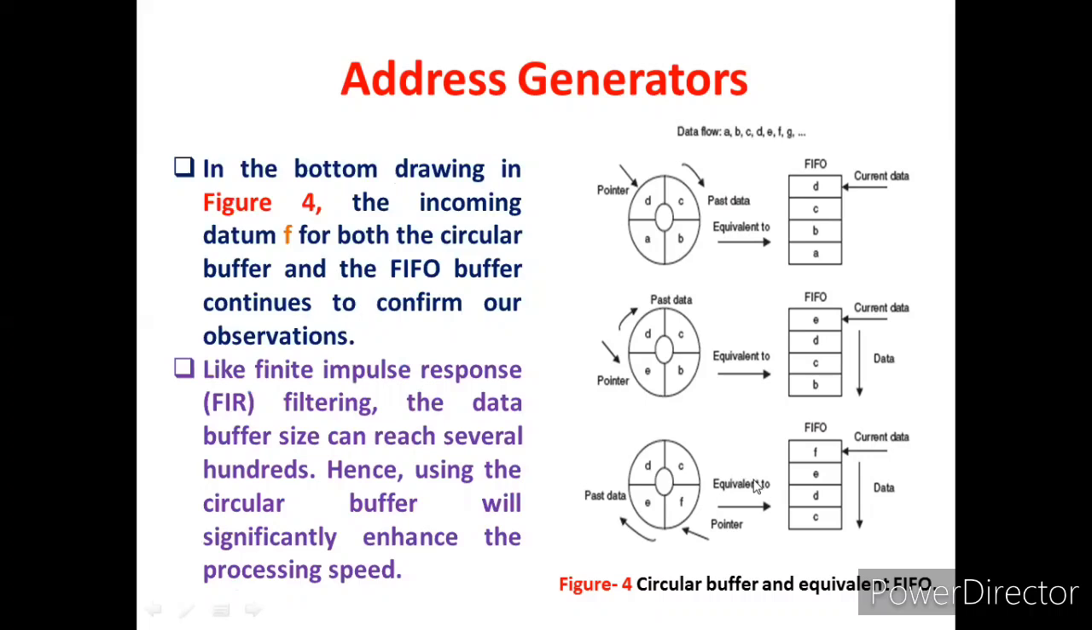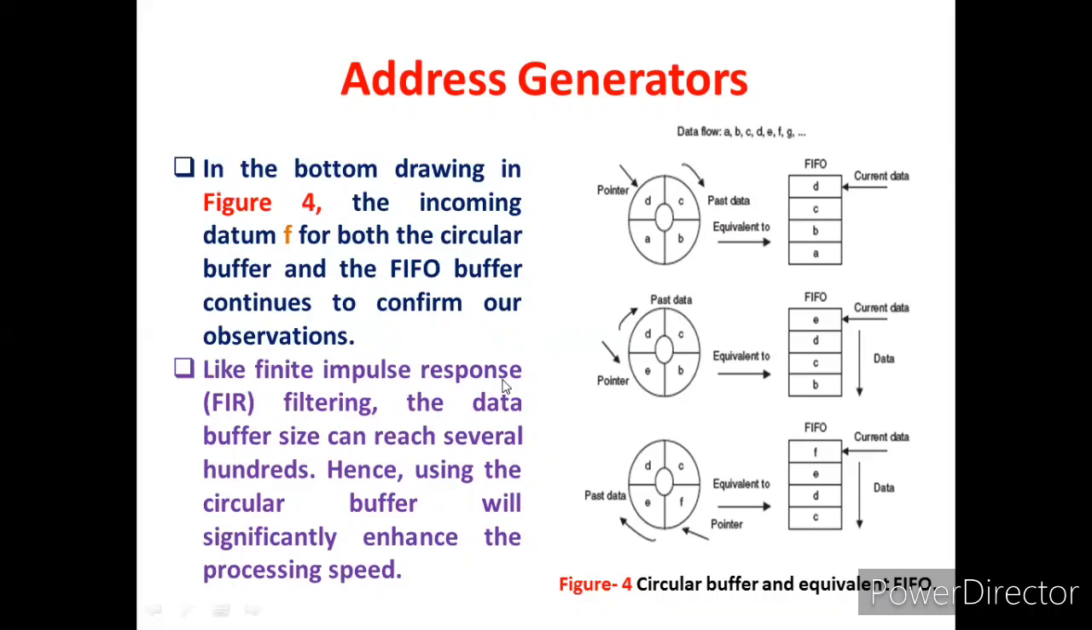In the last one, if you observe, another data enters at the bottom, as drawn in figure 4. The incoming data F for both the circular buffer and the FIFO buffer continues to confirm our observation. The pointer is moving from E to F. So only one data is getting updated in the circular buffer, whereas in the FIFO, all the data are getting updated.